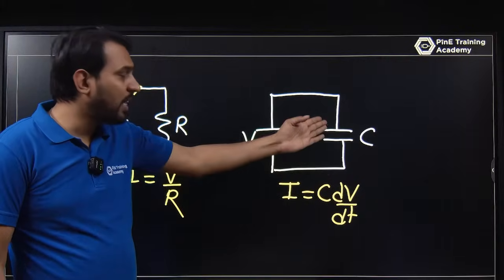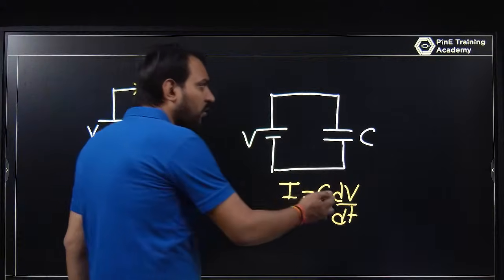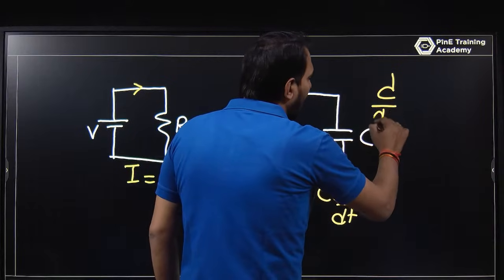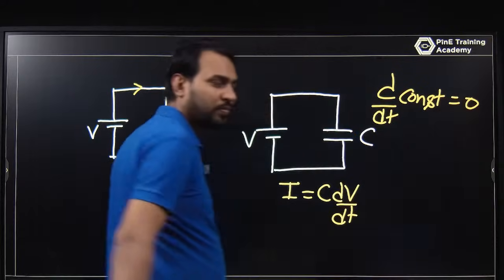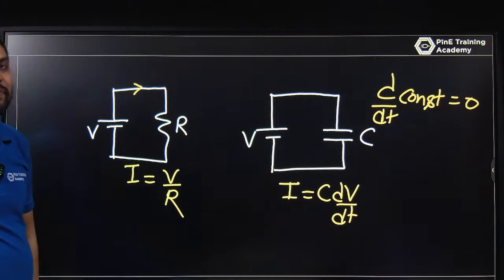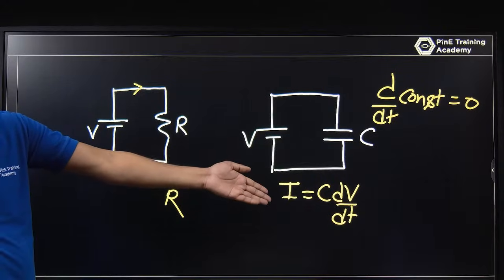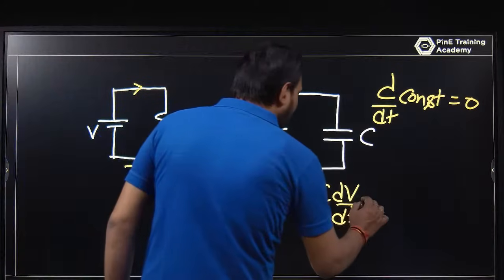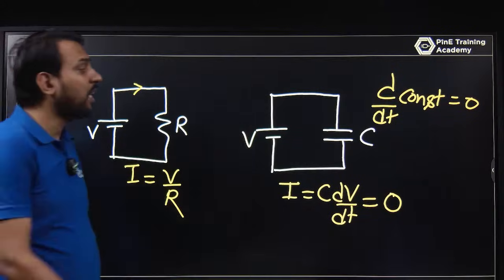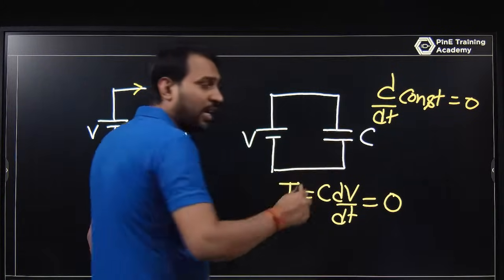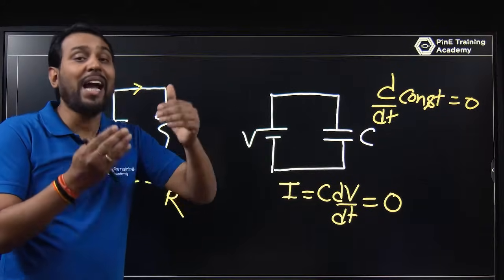And what is the voltage here? This is a DC voltage. DC means a constant voltage. The differentiation of a constant, d by dt of a constant, is what? Equal to 0. The differentiation of constant voltage is 0. So that's why I is equal to what? I is equal to 0. So if I is 0, this means the capacitor acts like an open circuit. Whenever the current is 0, the impedance acts like an open circuit.